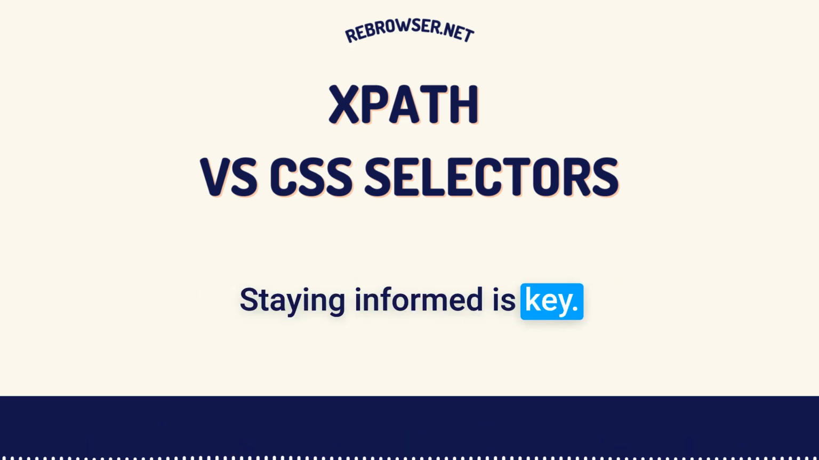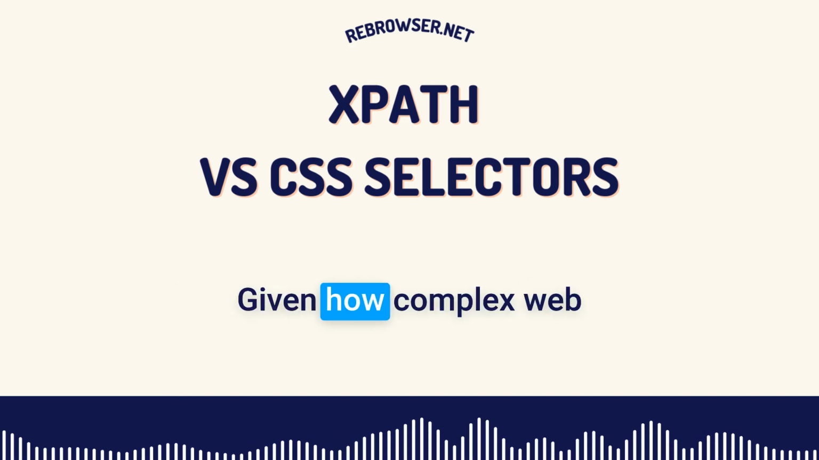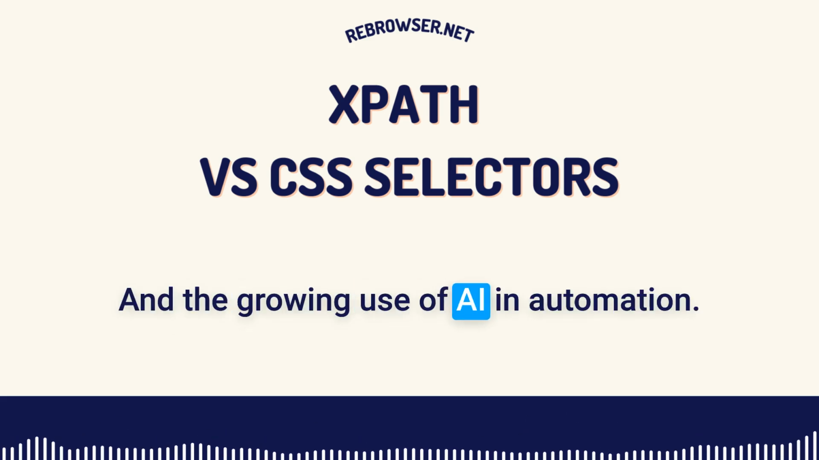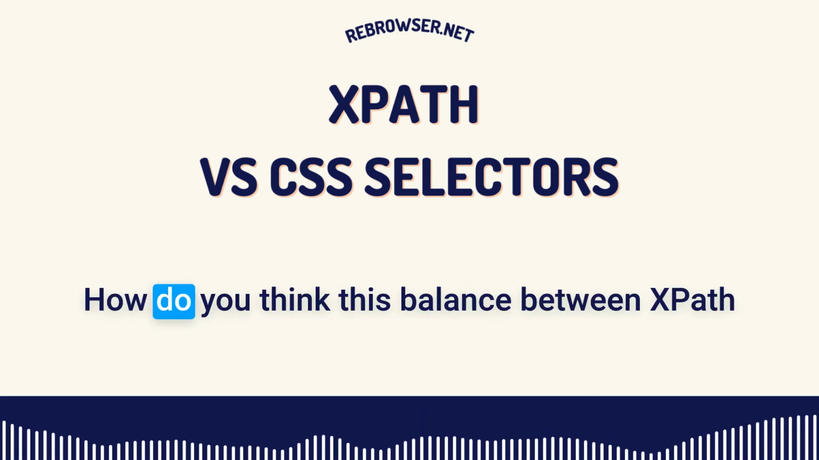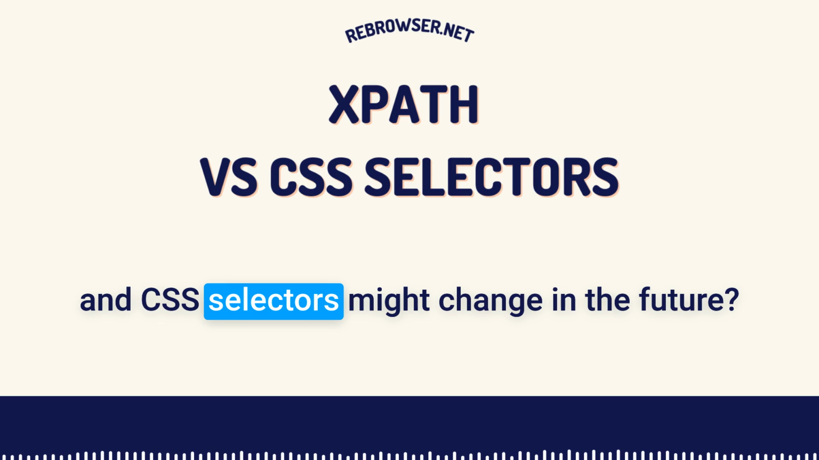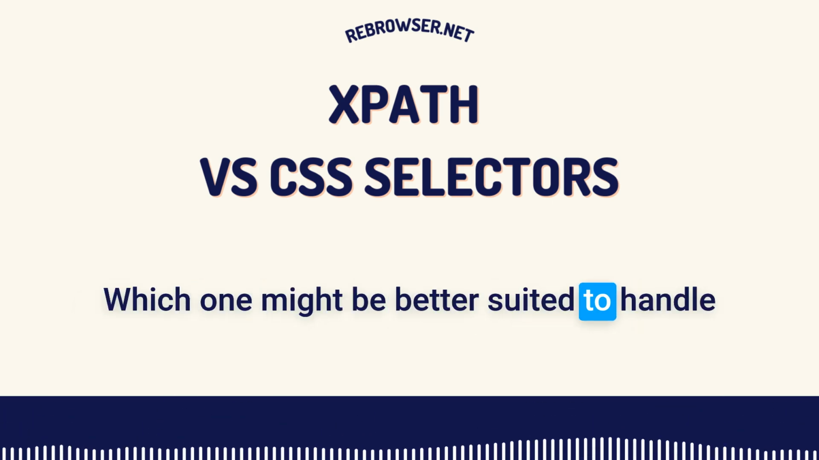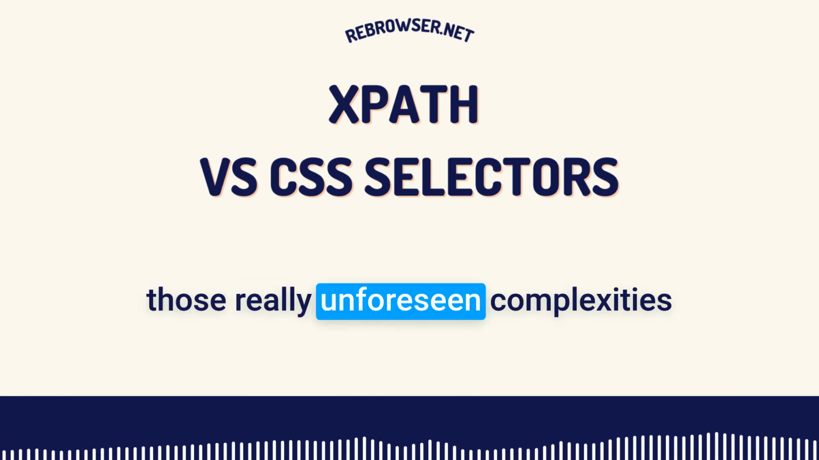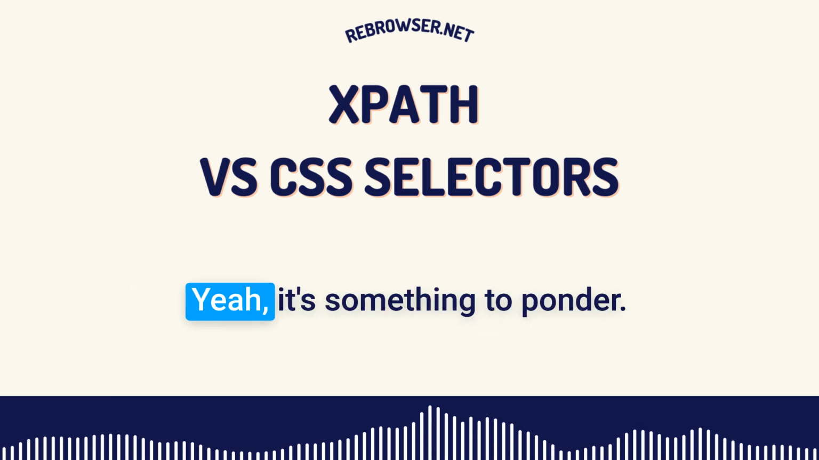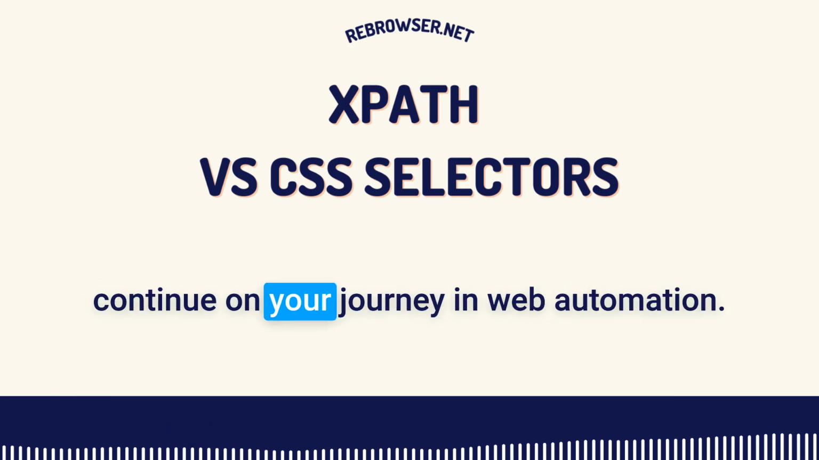Staying informed is key. So as we wrap this up, here's a final thought for you, the listener. Given how complex web applications are becoming, and the growing use of AI in automation, how do you think this balance between XPath and CSS selectors might change in the future? That's a good question. Which one might be better suited to handle those really unforeseen complexities or those brand new web architectures that we haven't even encountered yet? Yeah, it's something to ponder. It's something to think about as you continue on your journey in web automation.